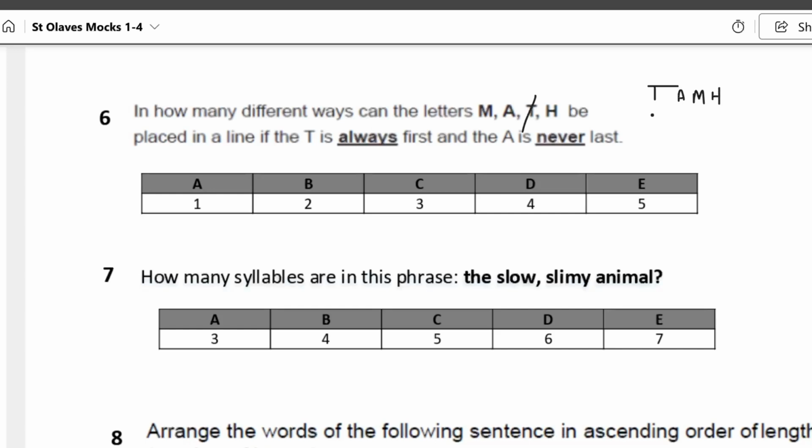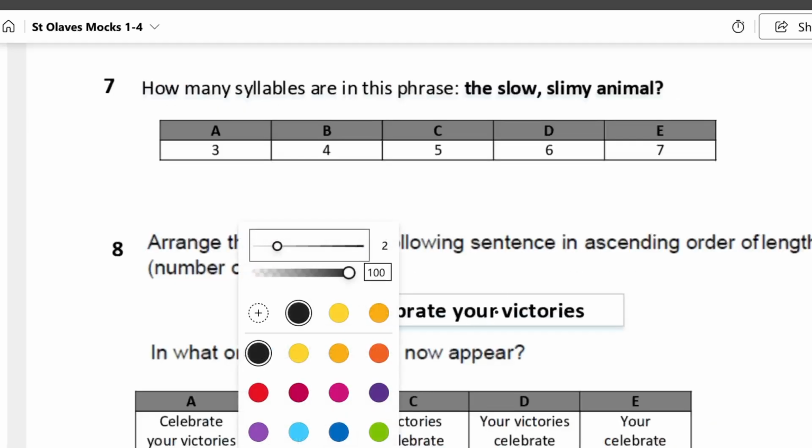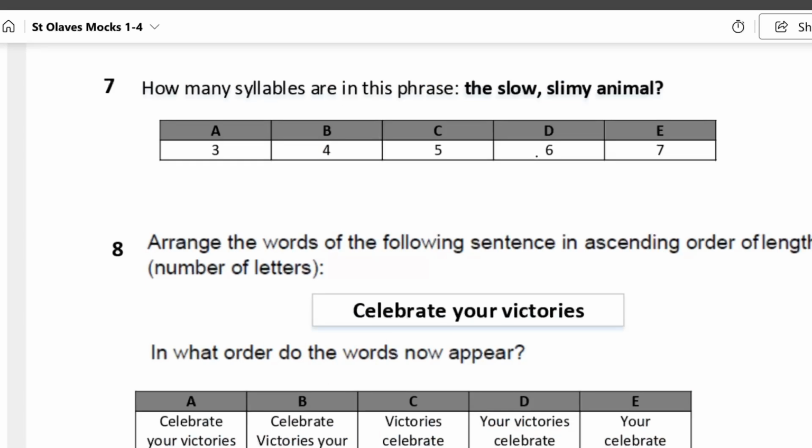Written like this. We also have TAHM. Then we can have A being second. We can have HAM. Then we can have TMAH. And those are all the combinations we have, because we can't have A being last. So how many do we have in total? We have 4. How many syllables are in this phrase? I'm going to do a dot for each one.